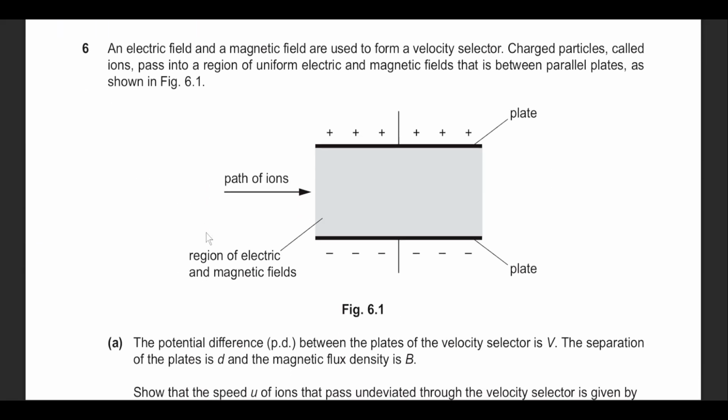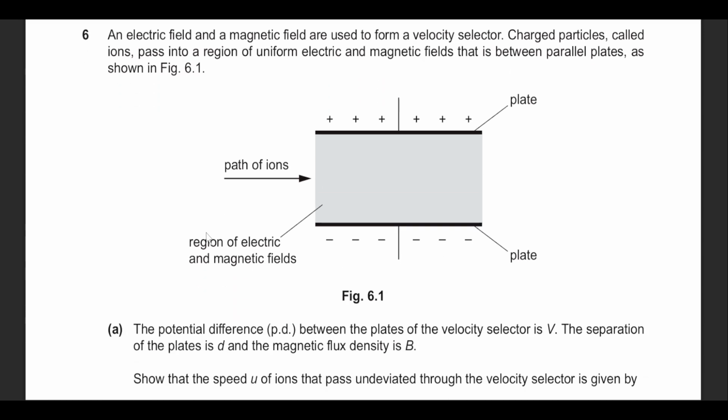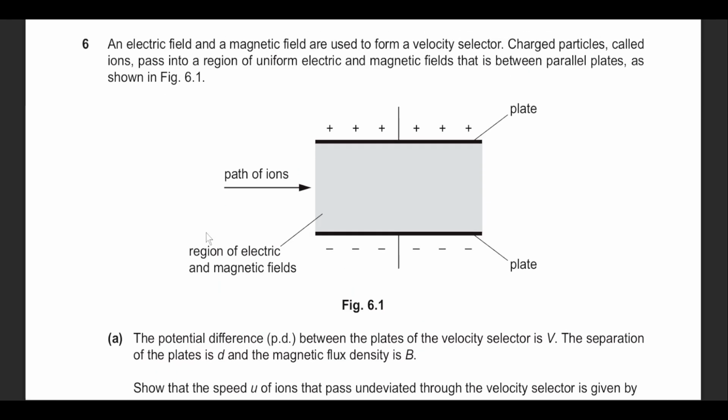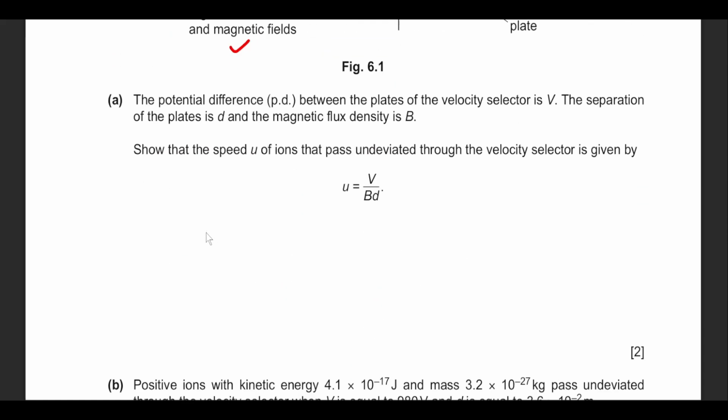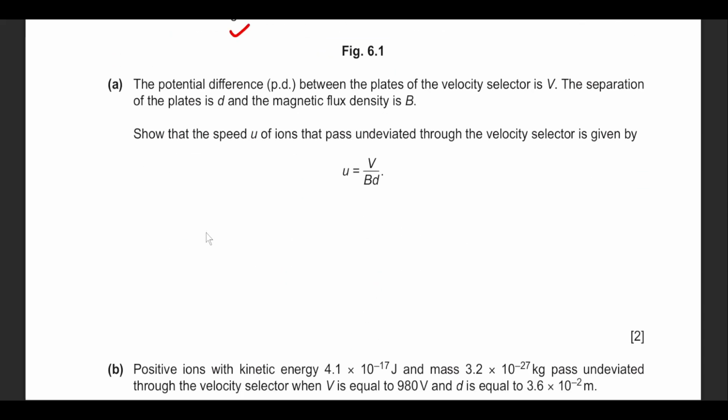Question number 6. It says an electric field is set up. The path of ions, positive and negative, everything is given. There's a magnetic field between them. There's an electric field and a magnetic field. The potential difference is given. Everything is given. He says, show that velocity selection can be done with this.